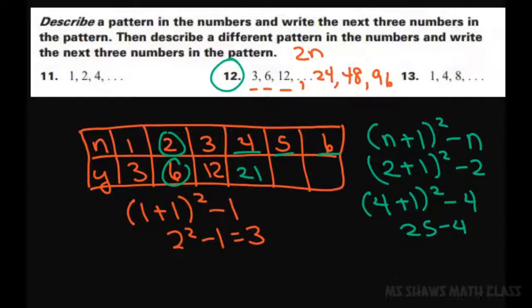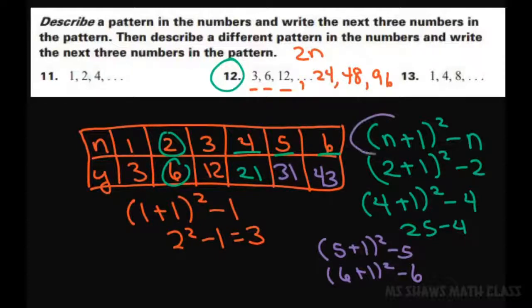And then the next one's going to be 5 plus 1 squared minus 5. So that's going to be 36 minus 5 is 31. Then 6 plus 1 squared minus 6. So that's going to be 7 squared minus 6, so 49 minus 6 is 43. This one took a while to think about. So think about it that way.